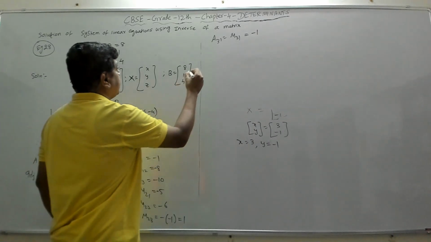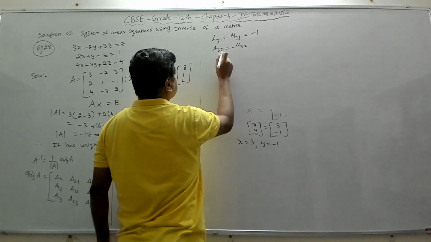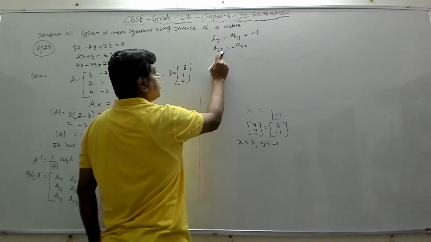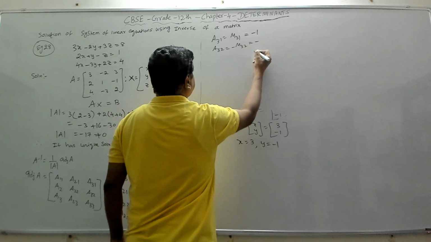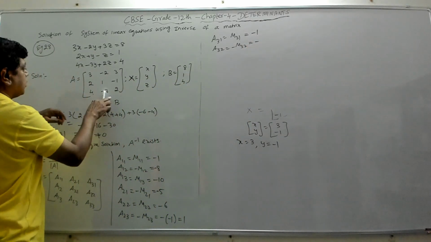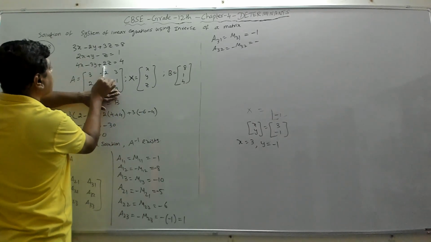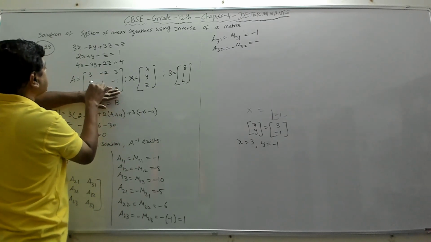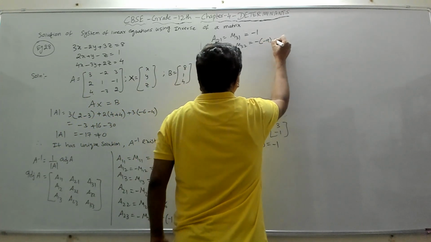Then A32 is minus M32. Whenever the sum of these two, 3 plus 2, is 5, an odd number means negative, even number means positive. Equal to minus of M32. M32 is this one. So you'll have to close this column and this row. Then 3 into minus 1, minus 3, minus 6. Minus 3 minus 6 is minus 9. So you get plus 9.